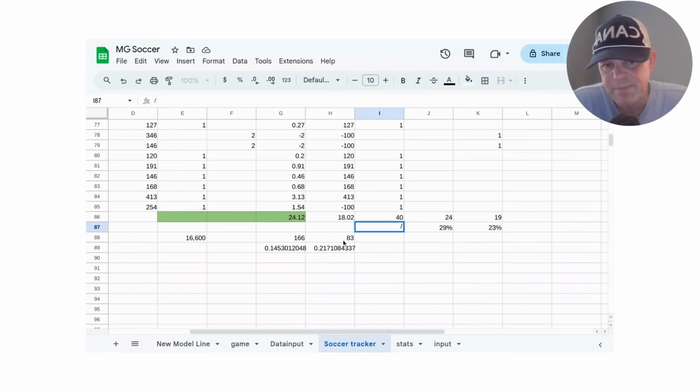So we have 83 plays. Let me grab my calculator. I don't want to pull it up here. I can do it on this. What am I thinking? I just had a brain freeze. So we take 83 times 40%.